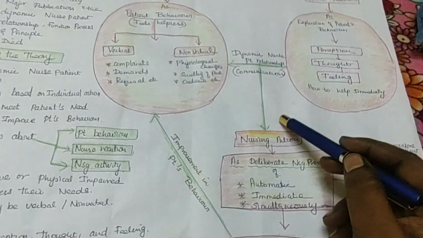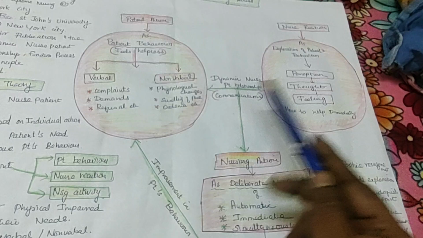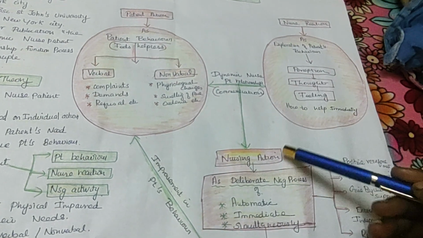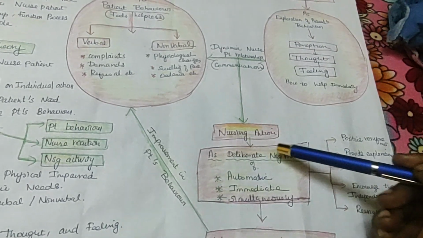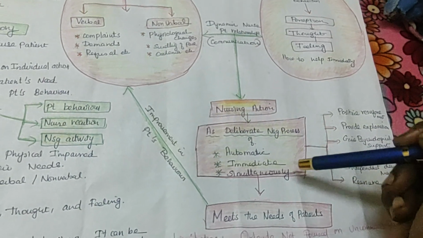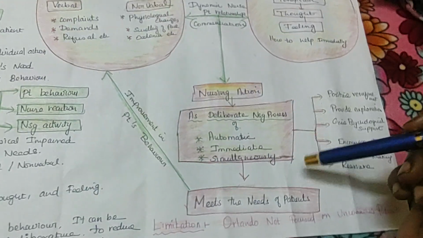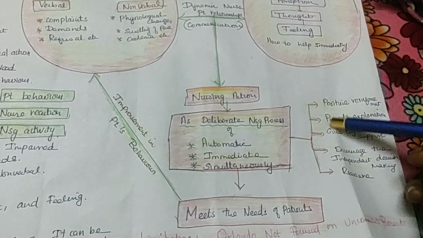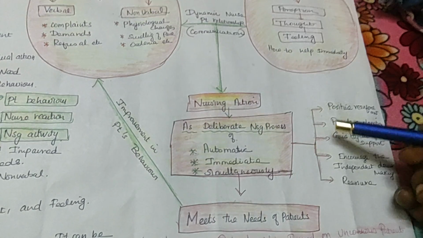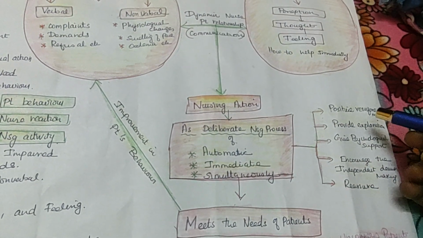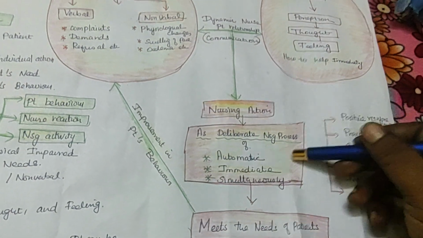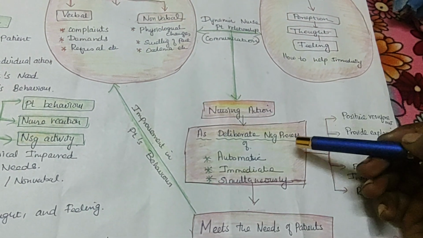So how is the nursing action? When the person is in this condition, the nurse should perceive, think, feel and take immediate nursing action. She has to behave deliberately, automatically and immediately. Can I help you? What is your need? What can I do? She has to either positively reinforce, provide explanation, give psychological support, explain the procedure, what you have done, or reassure immediately. That's what she is telling.